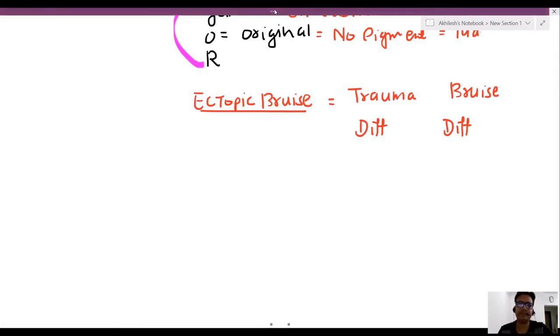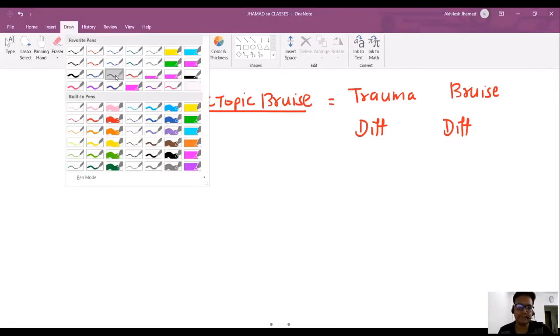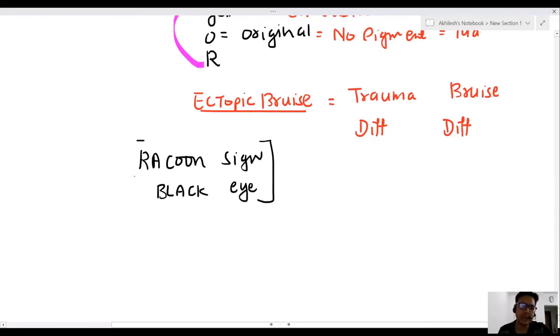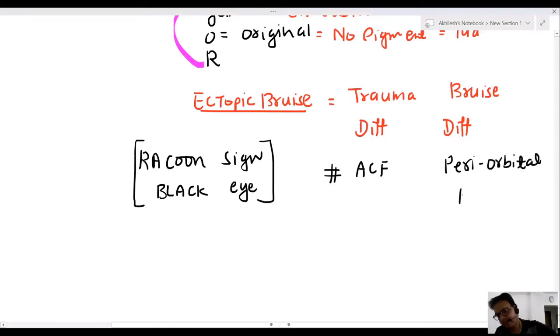First example is raccoon sign. Raccoon sign is also known as black eye. Sir, here we have fracture of anterior cranial fossa. Bruise is present, periocular bruise. Fracture at anterior cranial fossa, bruise is periorbital or periocular, same.